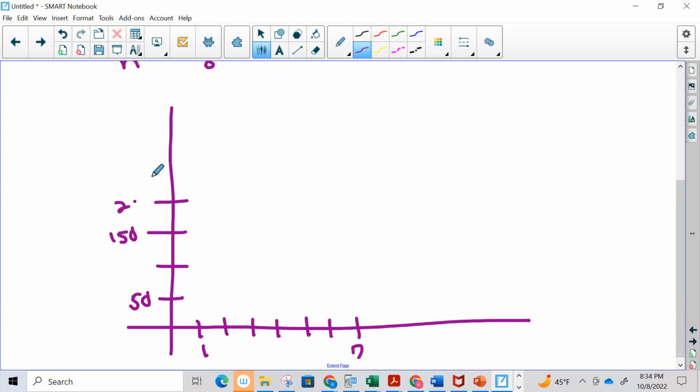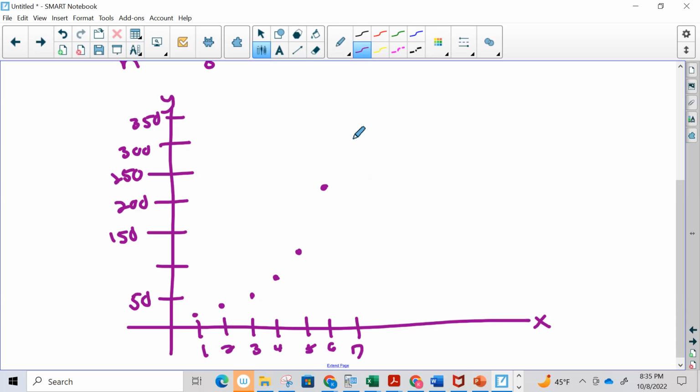And if you ever have to draw a graph, make sure you at least label some of the tick marks for the scale, though you don't have to label every one. And then I'm plotting these same points again: (1, 1), (2, 8), (3, 27), (4, 64), (5, 125), (6, 216), and (7, 343).